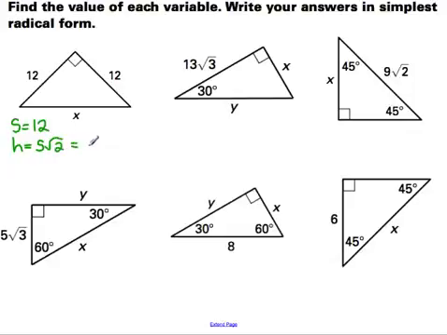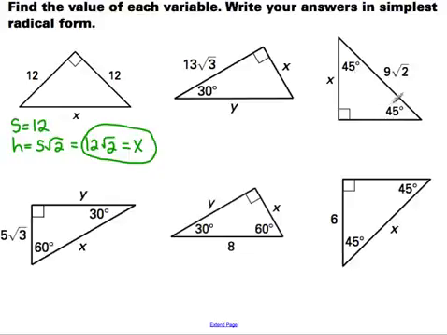We'll just substitute this in. This would be 12 times the square root of 2. And usually it's a good idea to use the variable that they gave us instead of h, which is the hypotenuse. So x equals 12 times the square root of 2. I'm going to skip this one. I'm going to just do the 45, 45, 90s first.